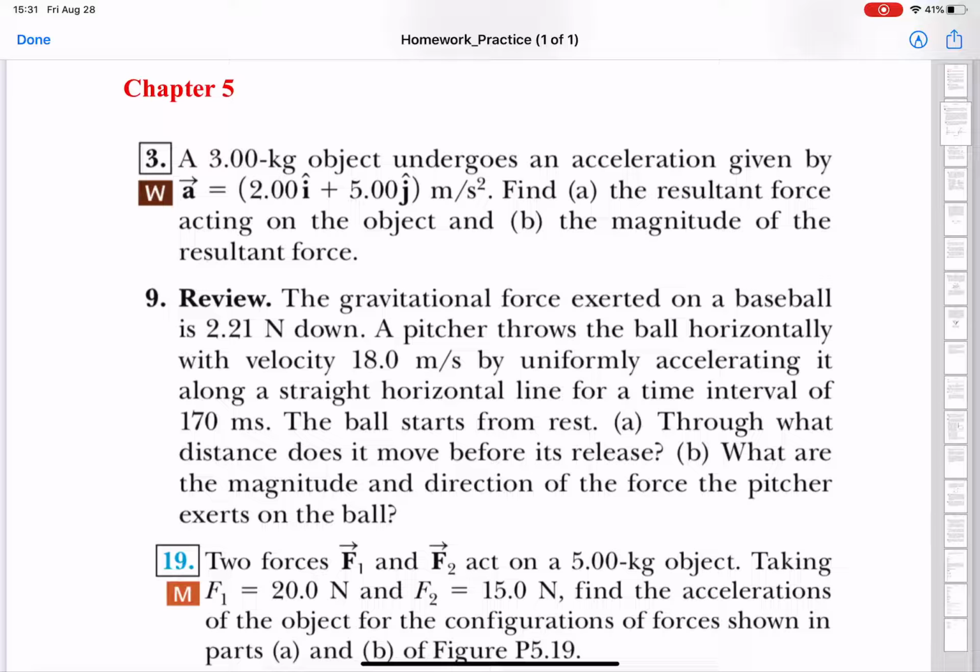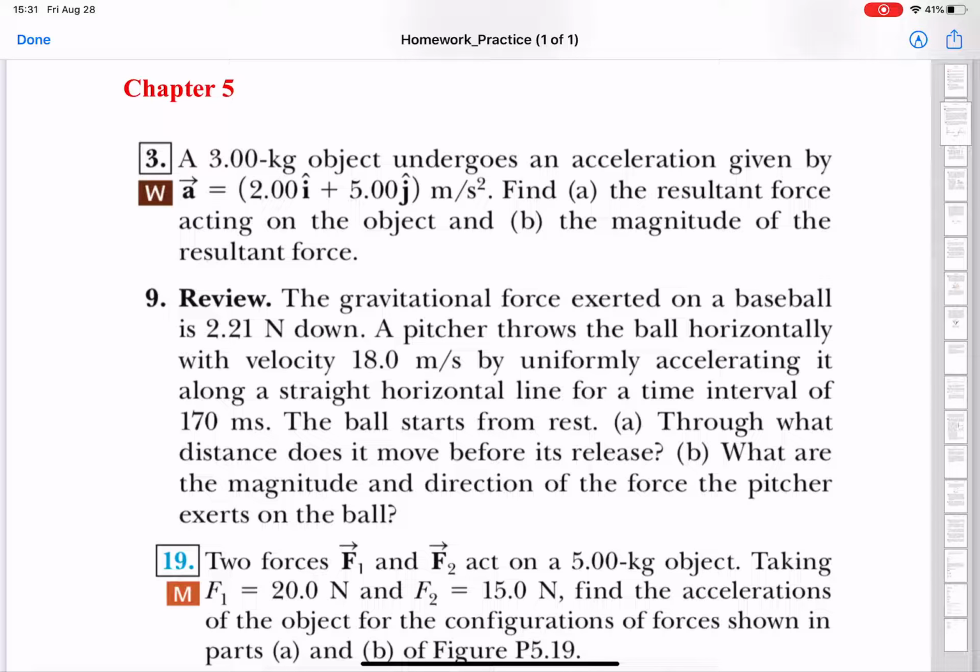Okay, hello students. Now I'm going to solve problem number 9 from chapter 5. Here we have a gravitational force exerted on a baseball of 2.21 newtons down. The pitcher throws the ball horizontally with velocity 18 meters per second by uniformly accelerating it along a straight line for a time interval of 170 milliseconds. The ball starts from rest. In part A, through what distance does it move before it releases? What are the magnitude and direction of the force the pitcher exerted on the ball?